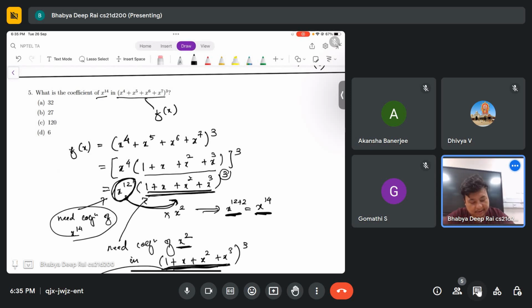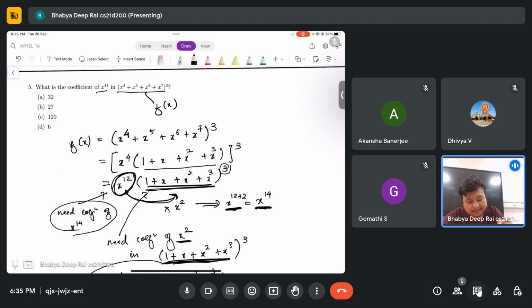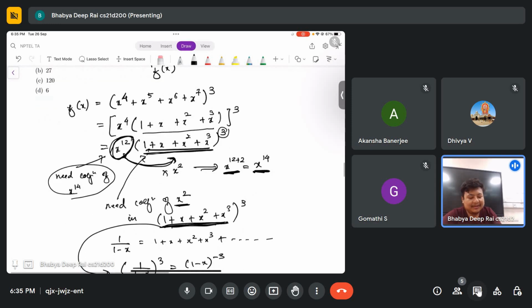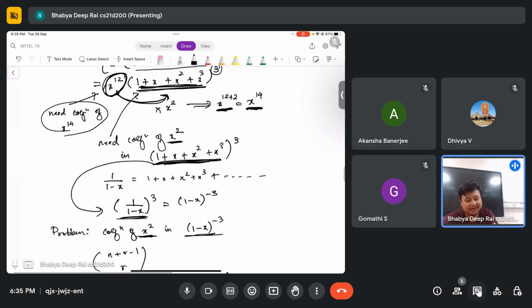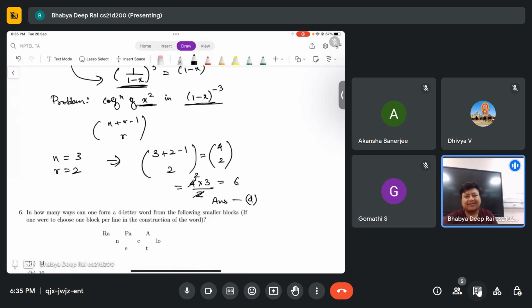Yeah. So I hope that is fine. So the answer is D. Okay. So the general idea is just we took x to the 4 common, and then we got this, similar to the standard generating function. And then we substituted the standard generating function, and then we applied the formula and got the coefficient of x square. And we'll be using this kind of logic a lot.